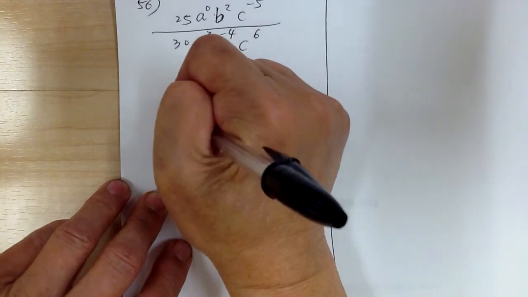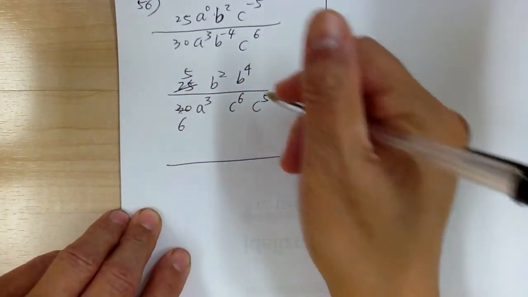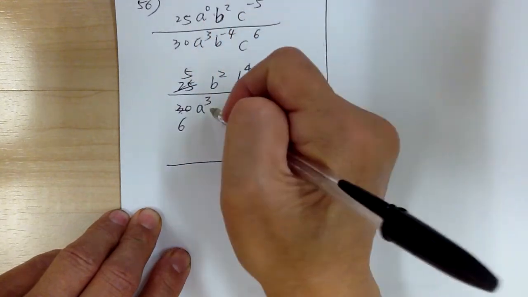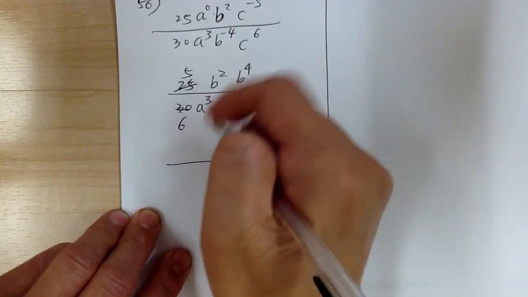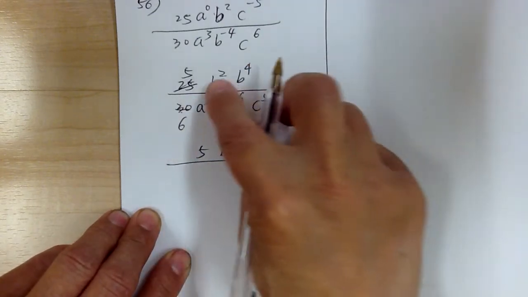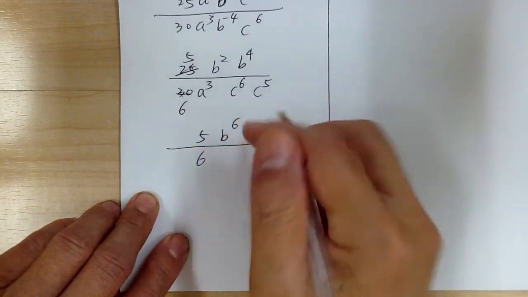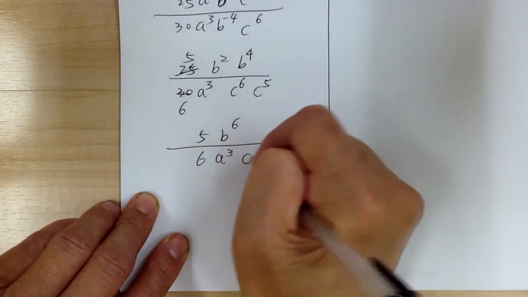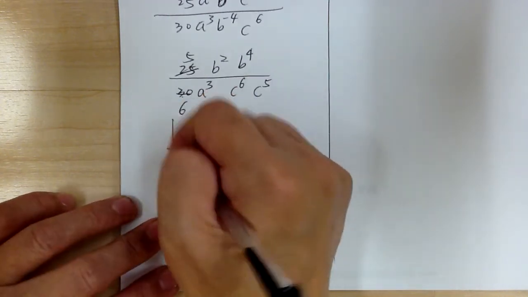So 25 and 30 divide by 5, and then you go down the alphabet A, B, C, nothing to cancel. So you're going to get 5b to the 6 on the top, right? This gives you b to the 6. On the bottom, you're going to get 6, a to the 3, c to the 11. Okay, and that's it.